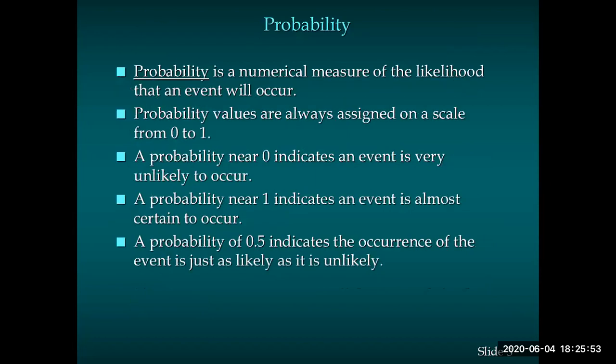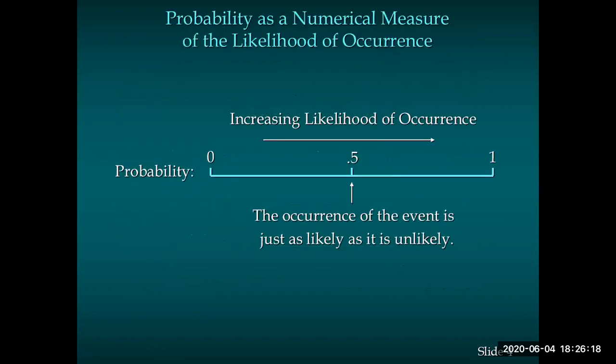So as I've told you, that probability is a number from 0 to 1. 0 indicates impossible or unlikely, something unlikely to occur. A probability of 1 will indicate almost certain or certain. And then a probability of 0.5 indicates occurrence of the event is just as likely as it is unlikely. Okay, so I'm just giving you a basic intro of probability.